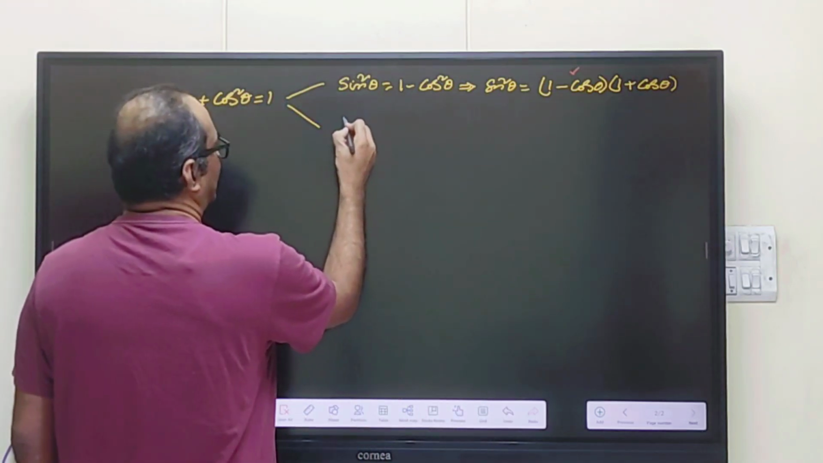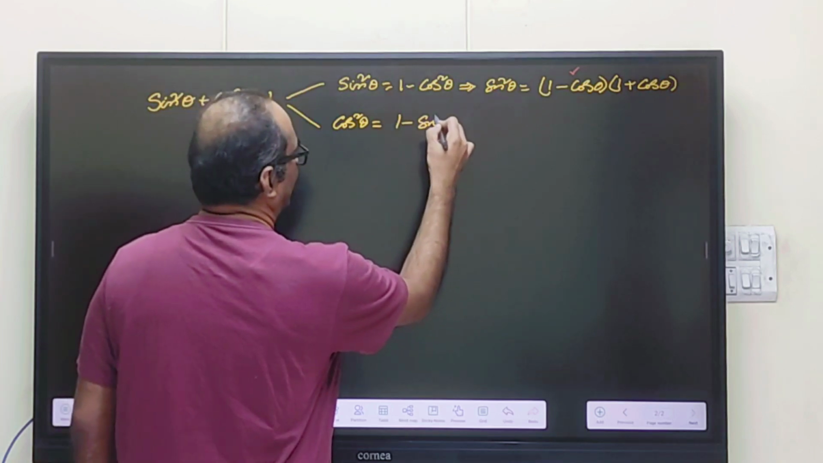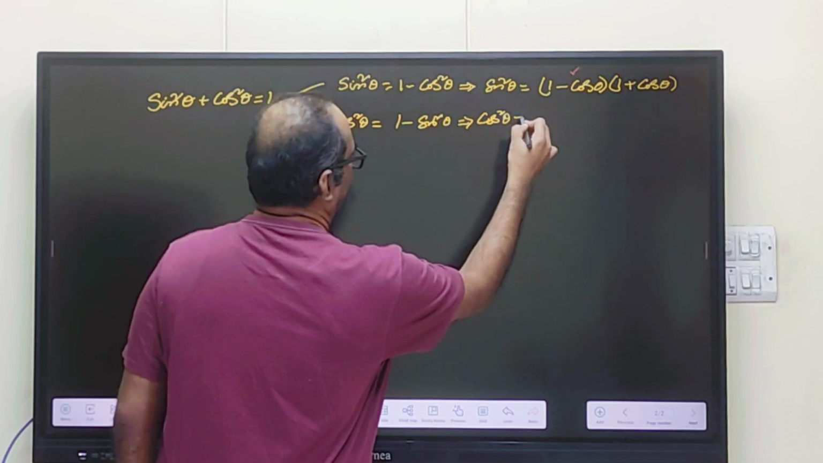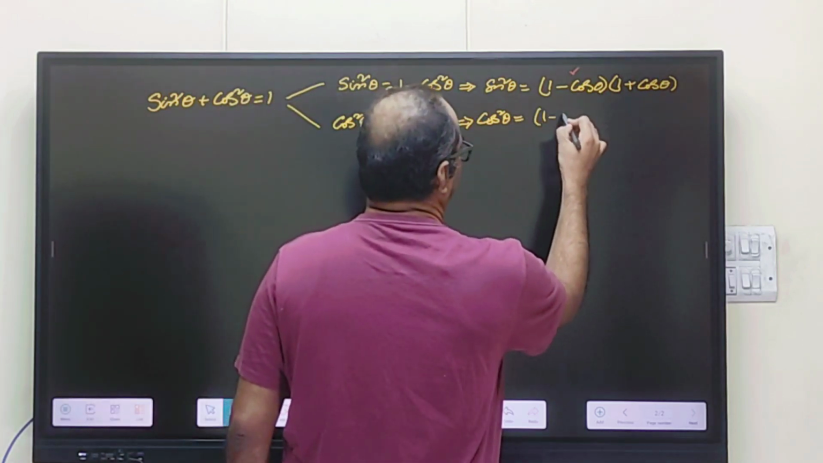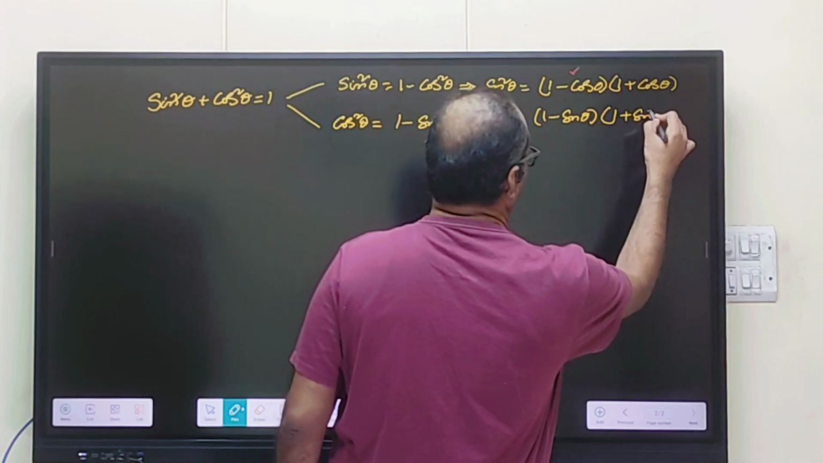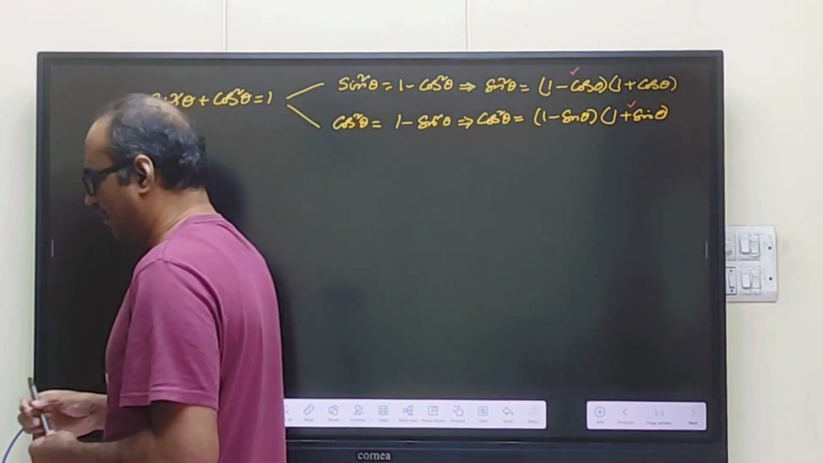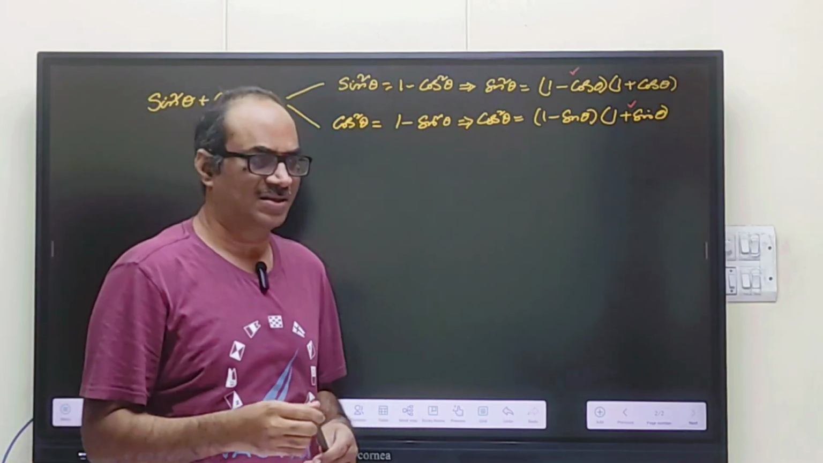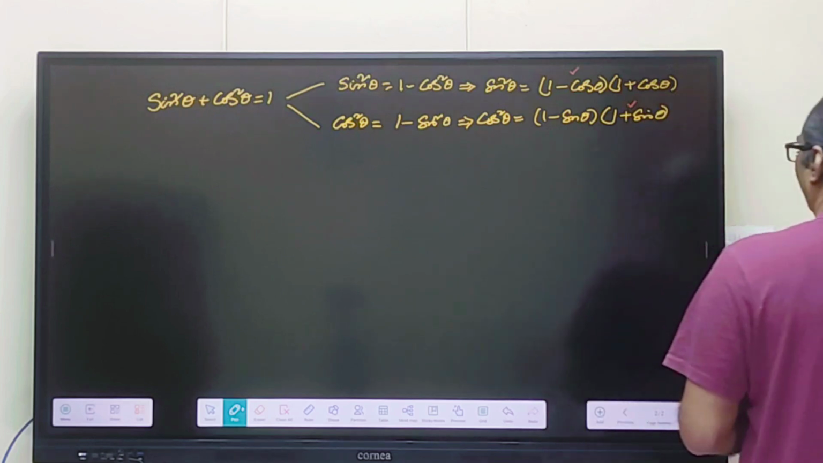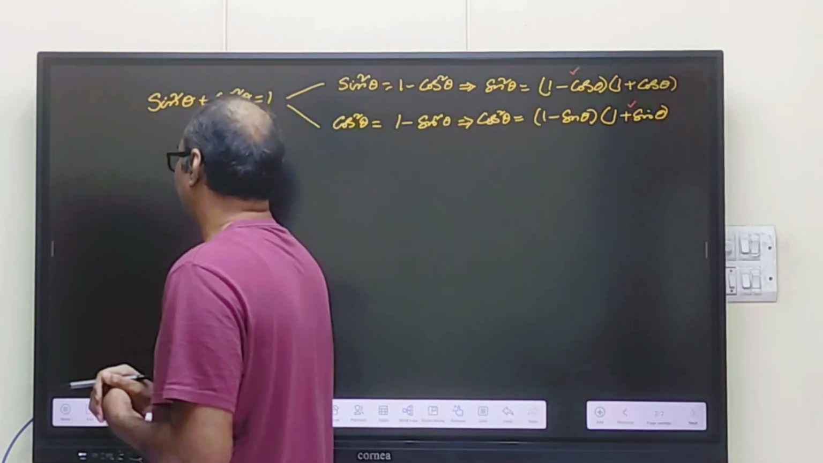Similarly, I can also write cos square theta equals 1 minus sin square theta. That will give cos square theta equals 1 minus sin theta into 1 plus sin theta. So when you are solving a problem, suppose you have 1 plus sin theta on the left hand side and cos theta on the right side, then you know that you have to multiply with 1 minus sin theta, both numerator and denominator. Then I will convert them into cos.